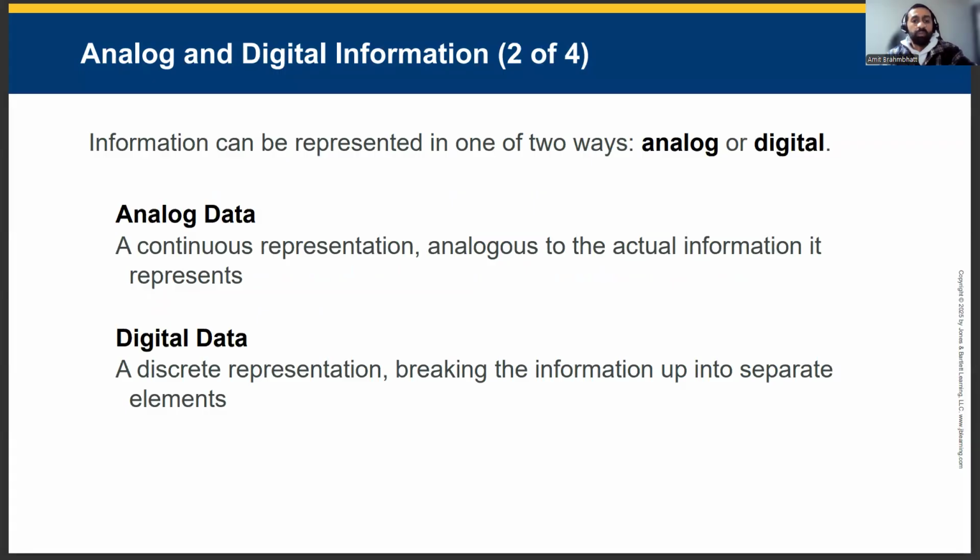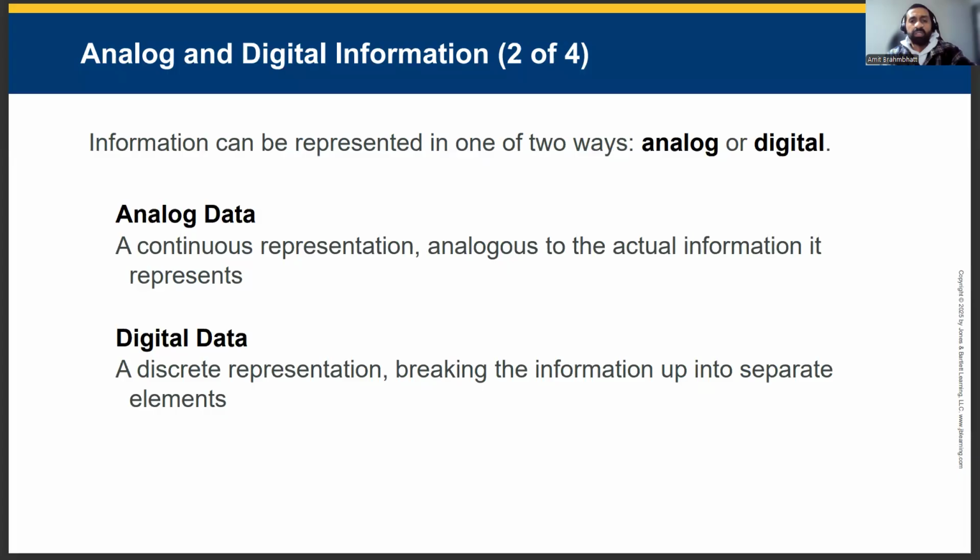The two fundamental ways information can be represented are analog and digital. Analog data is continuous and changes smoothly, closely mirroring the physical phenomena it represents. Examples include sound waves and temperature. Digital data, in contrast, is discrete. It breaks down information into separate, distinct elements that can be counted and stored.